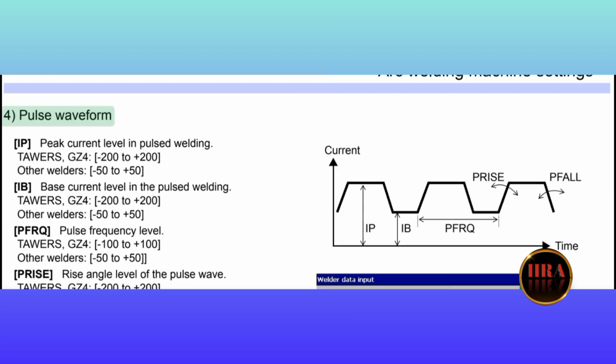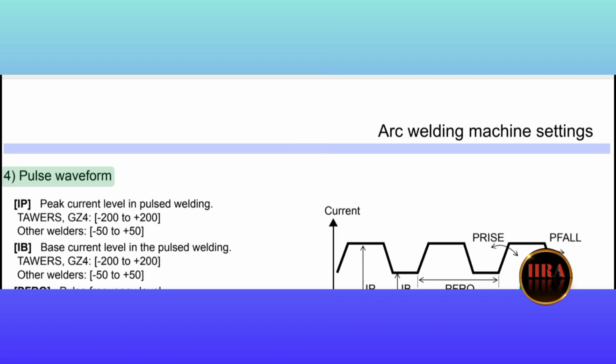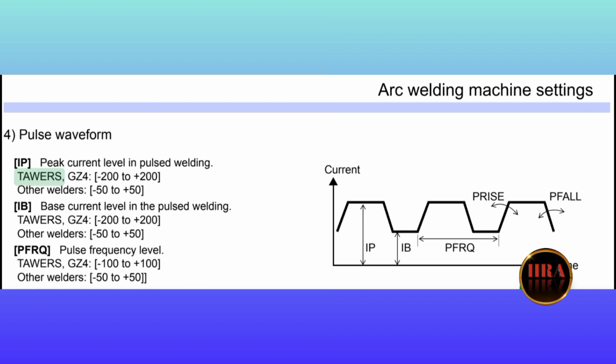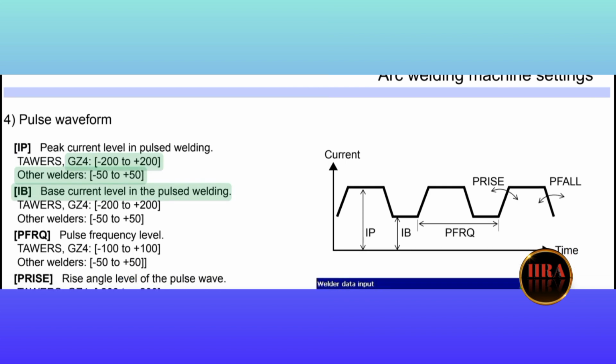Arc welding machine settings, OM10090882E17, 203. 4. Pulse waveform. IP: peak current level in pulsed welding. TAWERS, GZ4, -200 to +200, other welders, -50 to +50. IB: base current level in pulsed welding.